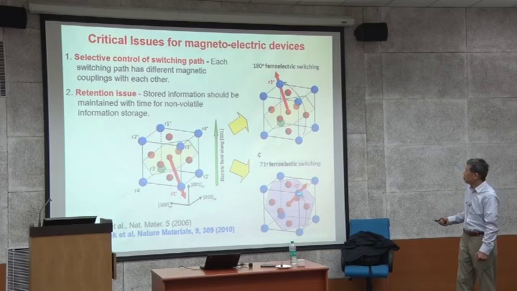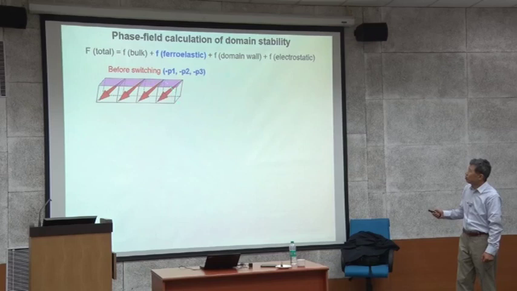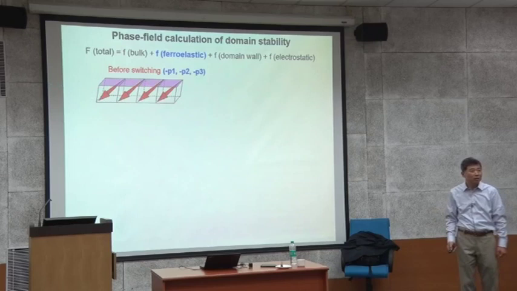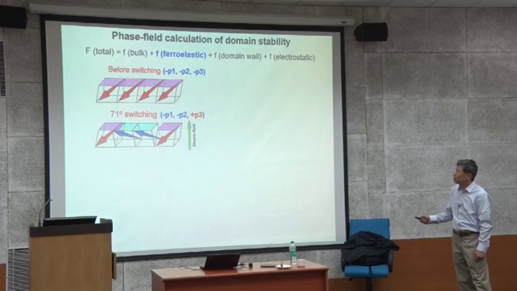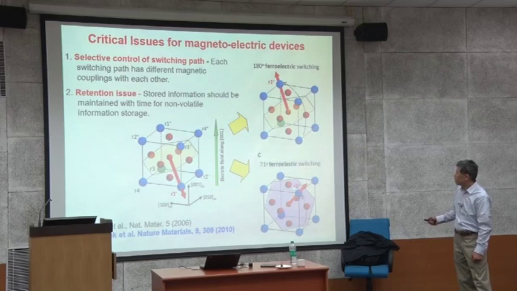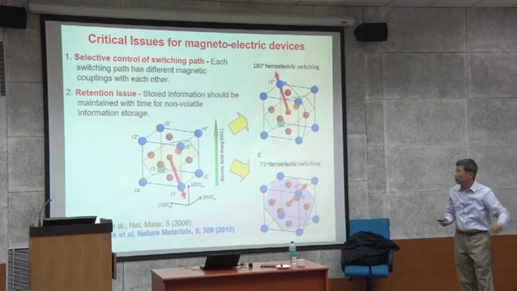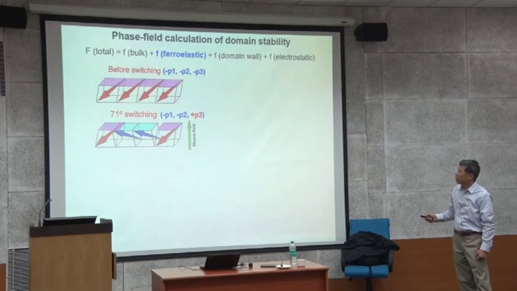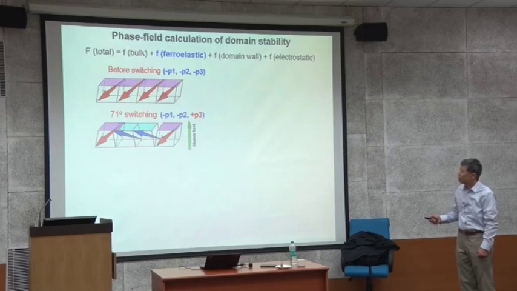Look at this one. Before switching, everywhere is monodomain, looks like everything pointing downward. But when you switch a 70 degree switching, certain of those go to the other direction, up. So look at this one and that one. This is a 71 degree switching. Look at this one, and this one and that one, creating a rhomboidal distortion this way to this way. So that's why you get this kind of region. You have a lot of elastic energy built up here. So that is very unstable.